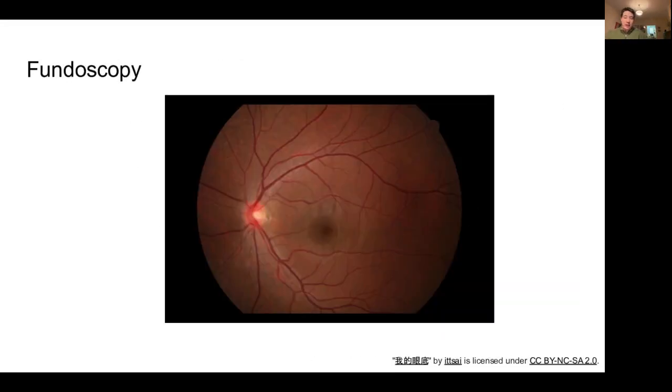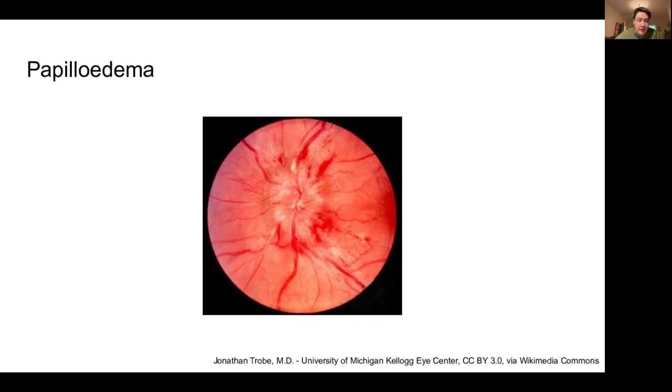That brings us almost to the end. So when you're finishing your exam, you'd want to do fundoscopy if you can. This is an example of a normal eye. Looking at the dark center, you can see the macula and the fovea, and then slightly to the left of the photo, you can see the optic nerve with the retinal vasculature coming out. It's a normal eye, so there's no cupping or anything like that.